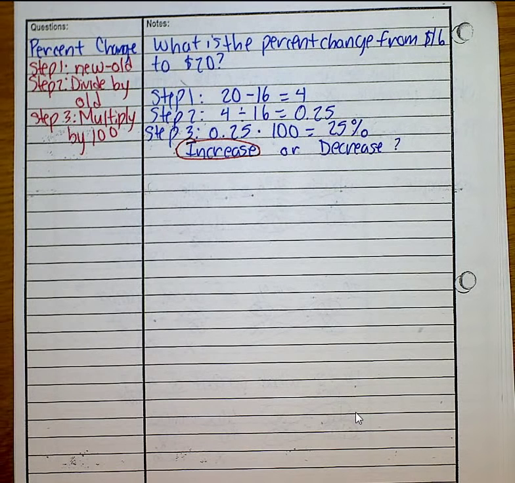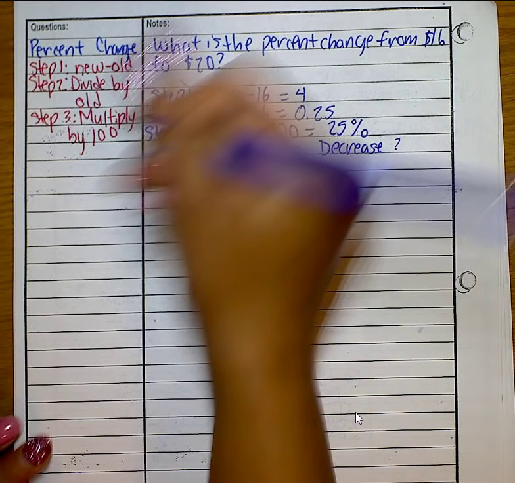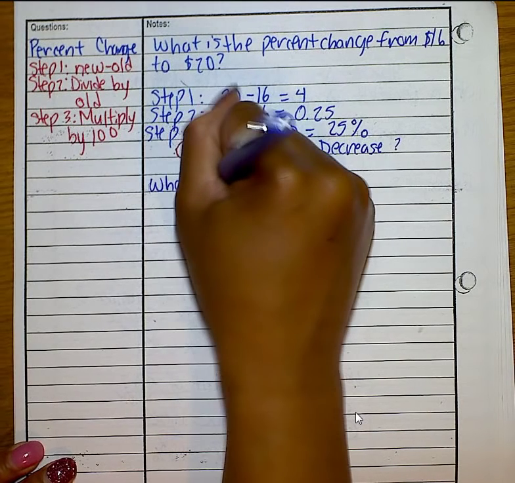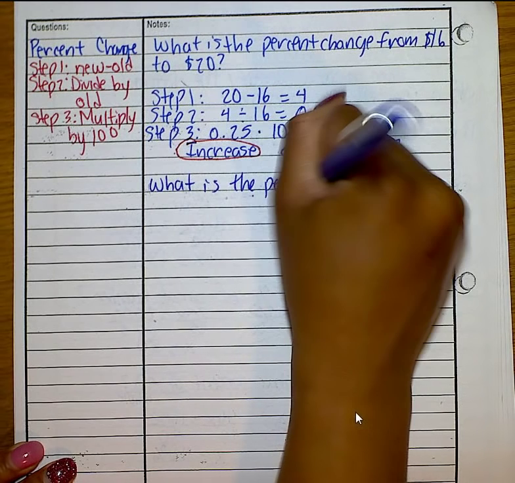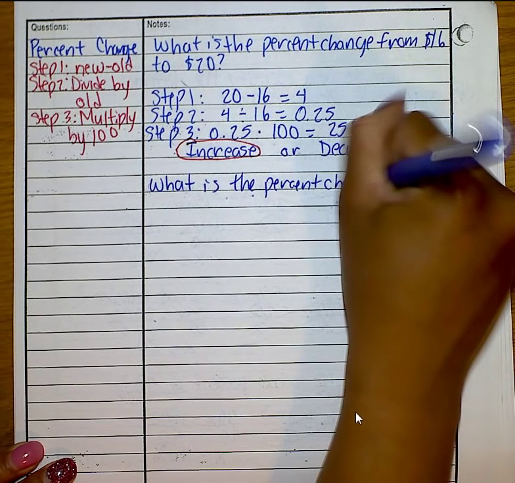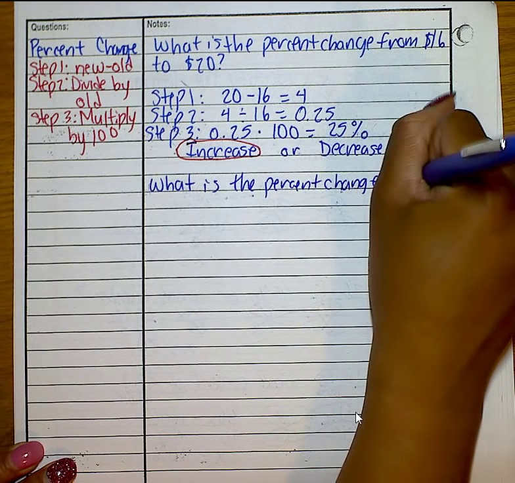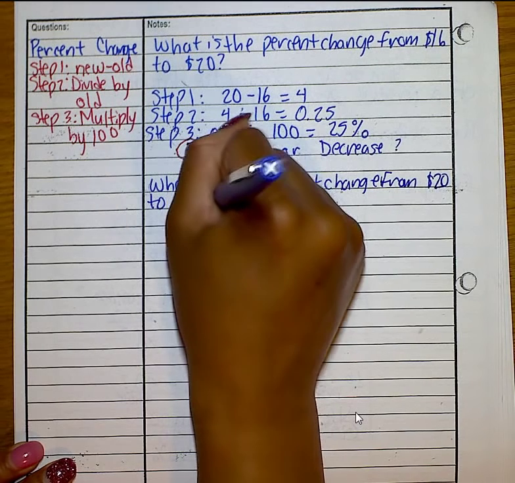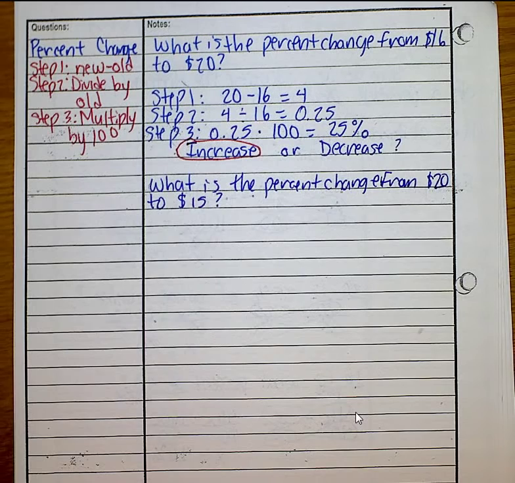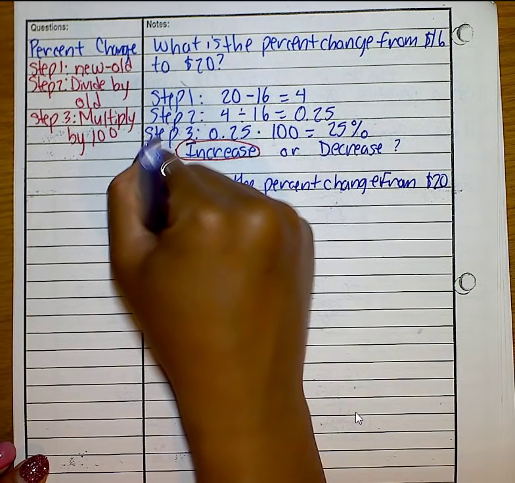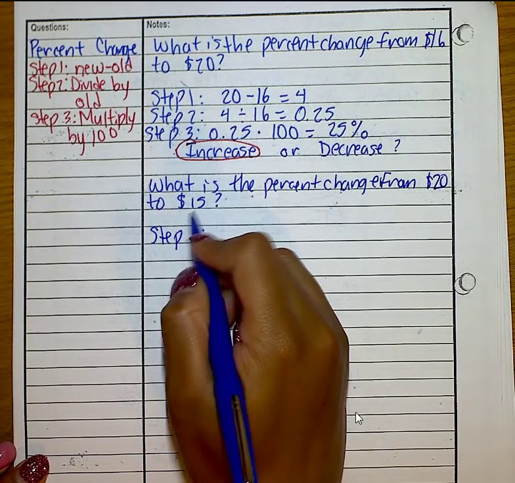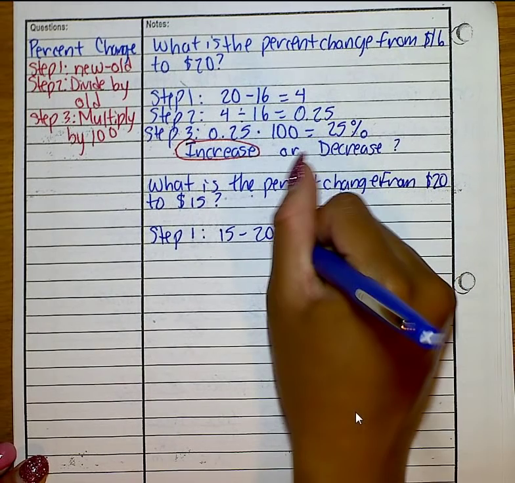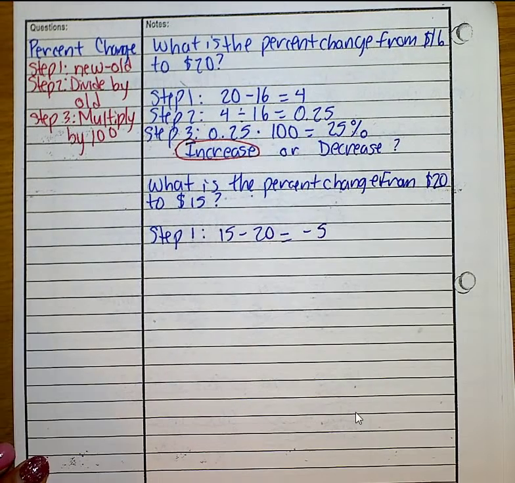So then now let's take it back a second and look at it backwards. So now it says, what is the percent change from $20 to $15? So same 3 steps. Step 1, we do the new price minus the old price, which was 15 minus 20, and then that is equal to negative 5. So this is the time where we get a negative number, and that's okay.